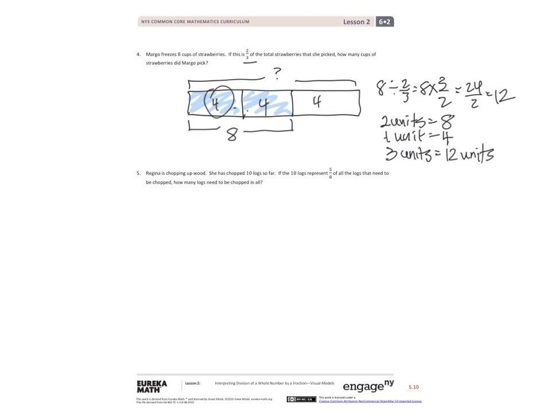Okay, Regina's chopping up wood. She's chopped 10 logs so far. That's a lot of work. If the 10 logs represent 5/8 of the logs that need to be chopped, how many logs need to be chopped in all? So this is similar to what we just did, meaning she chopped 10, but that's only 5/8. There's still more.